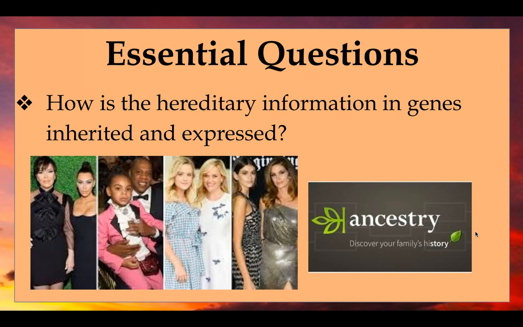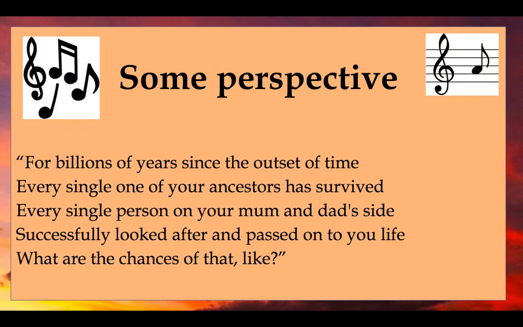Another essential question, how is the hereditary information in genes inherited and expressed? So y'all know that we get our DNA from our parents, who got it from their parents, who got it from their parents. Sometimes it's really obvious if you look a lot like your family. Sometimes it's not. But everything that makes us who we are is inherited and is in genes, which is DNA.